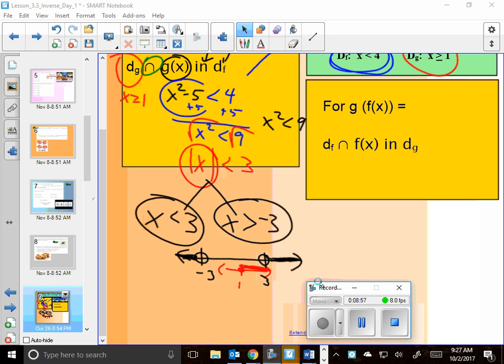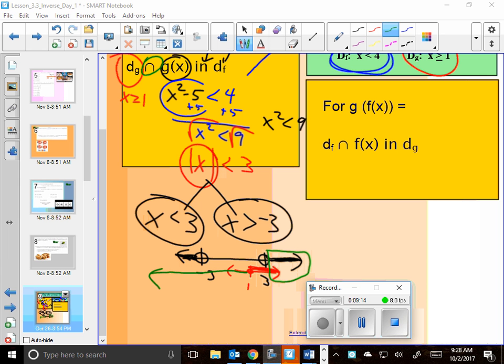And now where do those overlap? Only one place. They only overlap at bigger than 3. You get how it doesn't overlap over here? This is an empty line that extends this way. They aren't both over here. That's not overlapping.